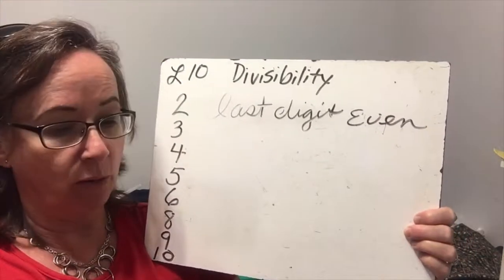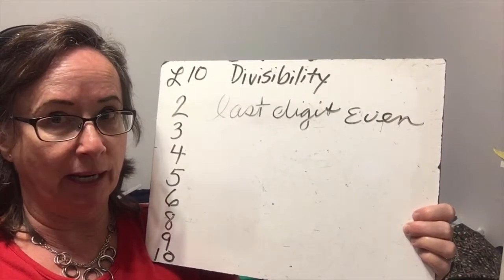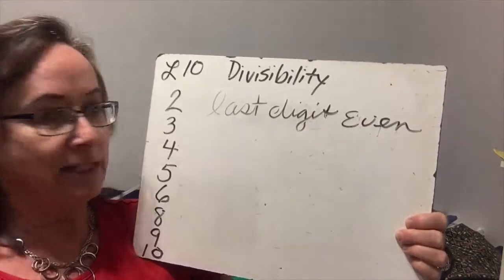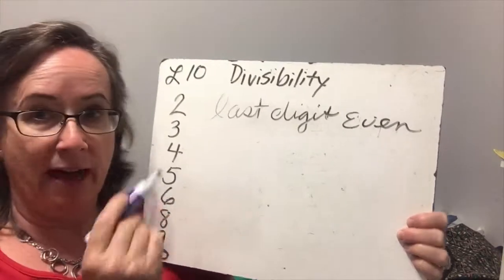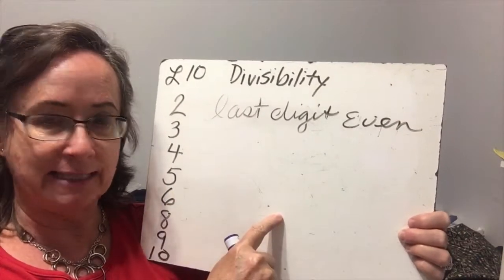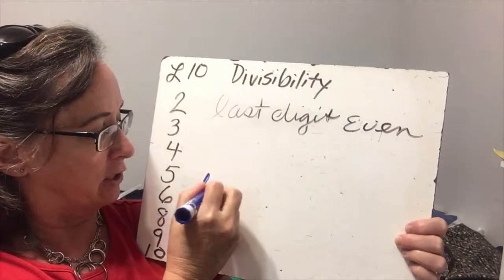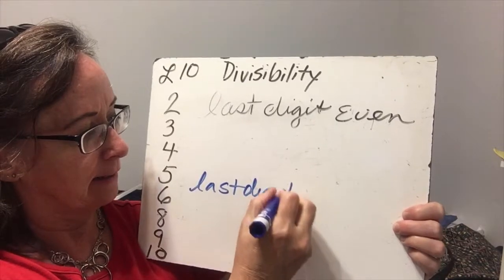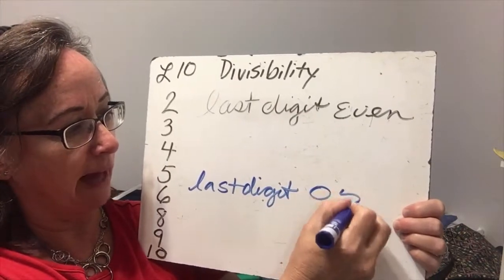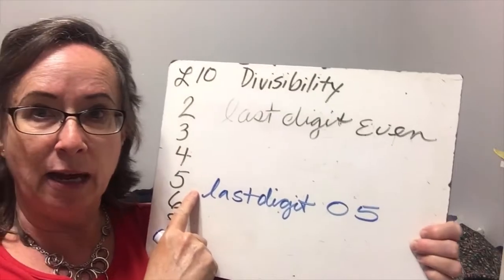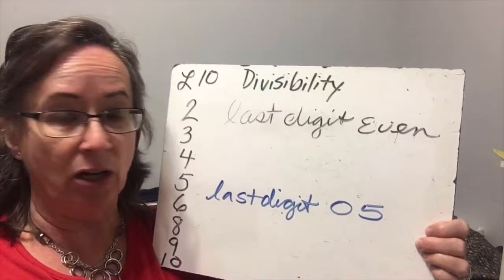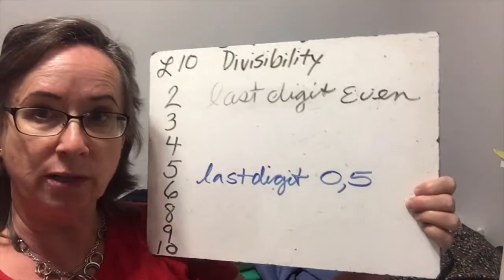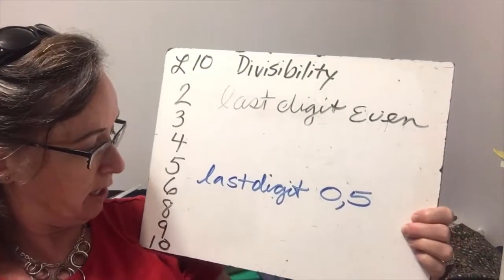Okay, and so we're going to skip over number 3 because it has a different rule. It's not a last digit rule. Let's go to 5. And 5 is a last digit rule. If the last digit is 0 or 5, then the whole number, it can be really, really long. As long as the last digit is 0 or 5, then the whole number will be divisible by 5.